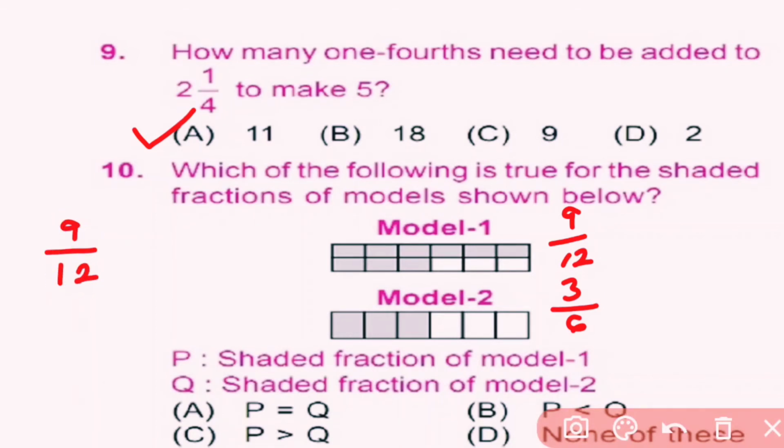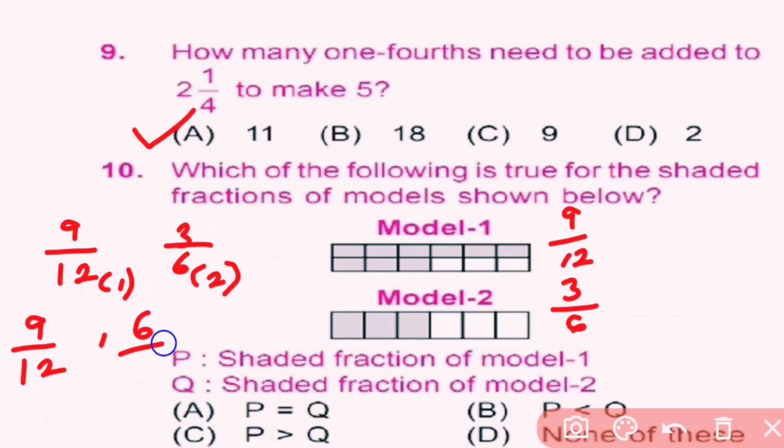9 by 12 and 3 by 6. We cannot compare directly because their denominators are different, so we make them the same. So LCM is 12. Here denominator and numerator both we multiply by 2 and here by 1. So it is 9 by 12 as it is, and here 3 into 2 is 6 and 6 into 2 is 12. So which is greater? This is greater.